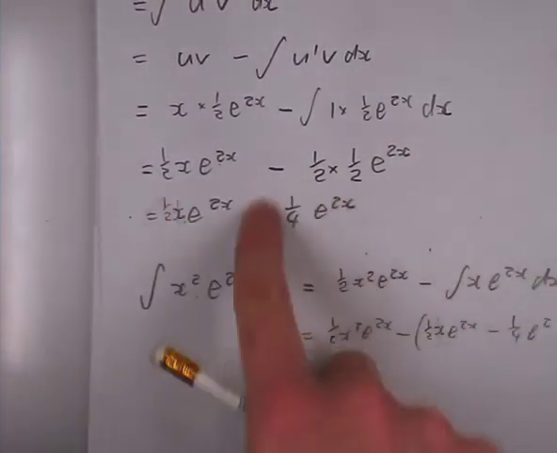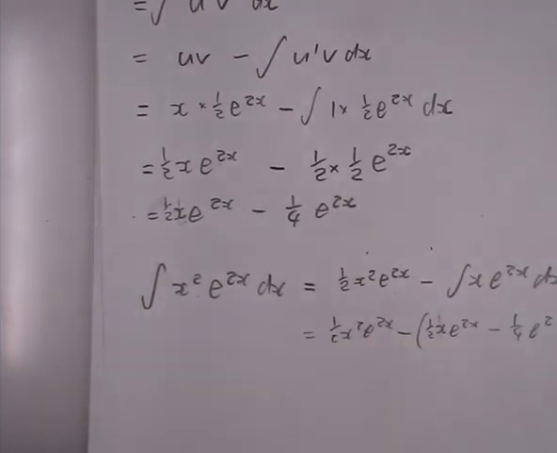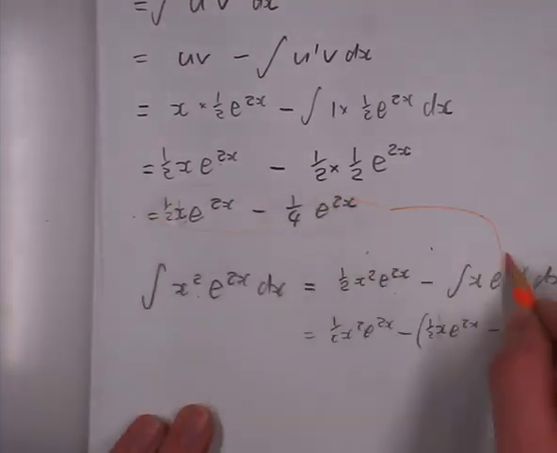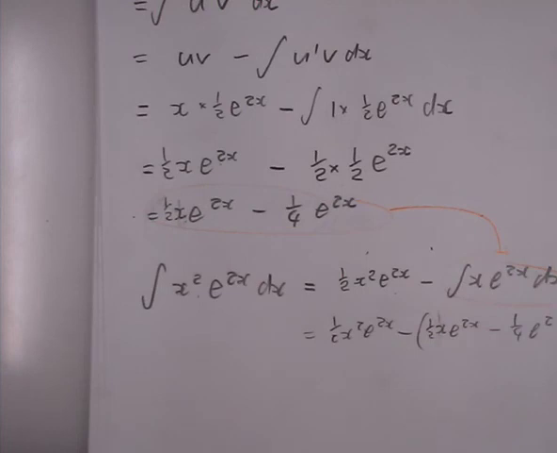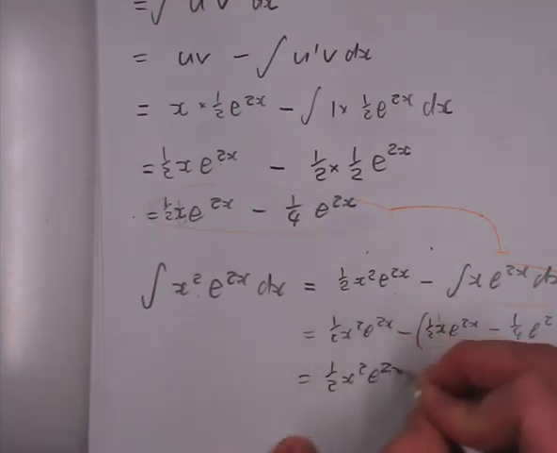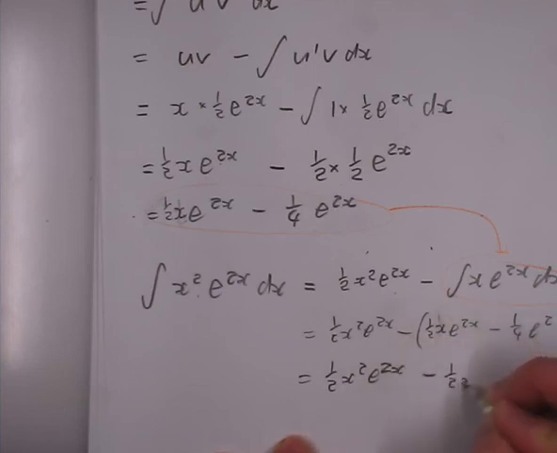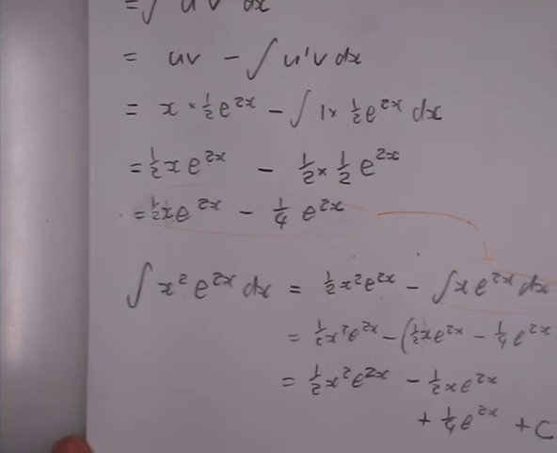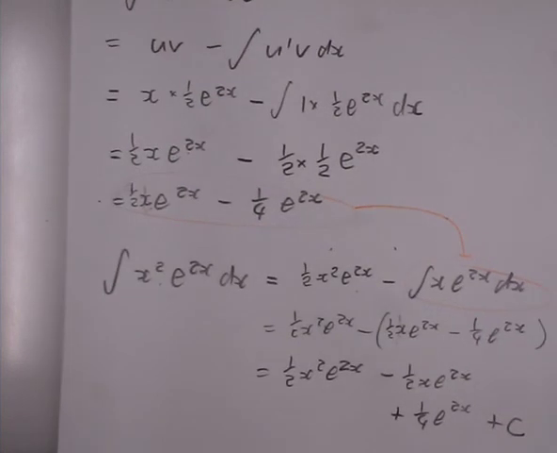So I've subbed all of that in here. So this went in there. And so I've now got a half of x squared e to the 2x minus a half of x e to the 2x plus a quarter of e to the 2x plus c. So that's doing integration by parts twice.